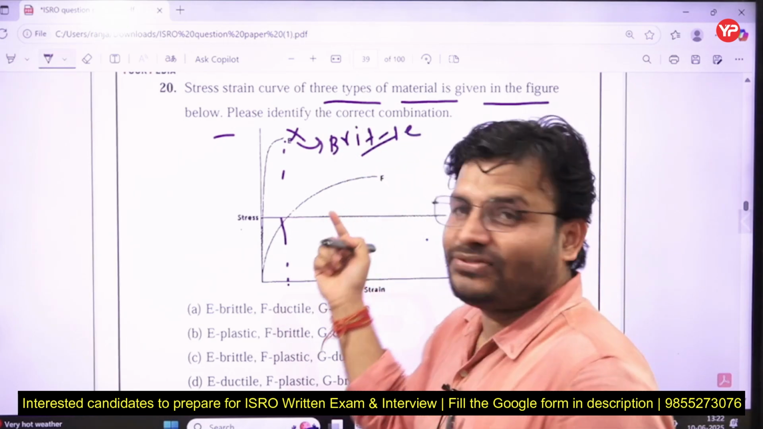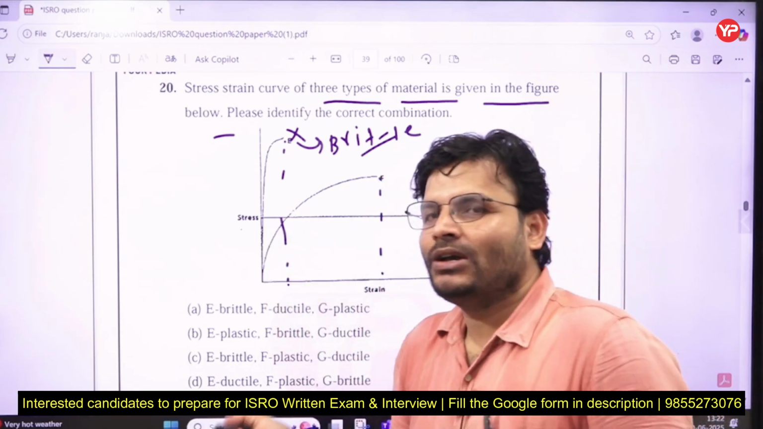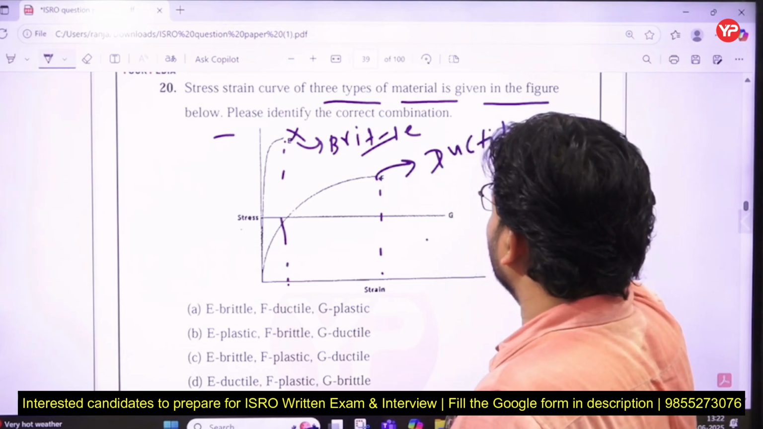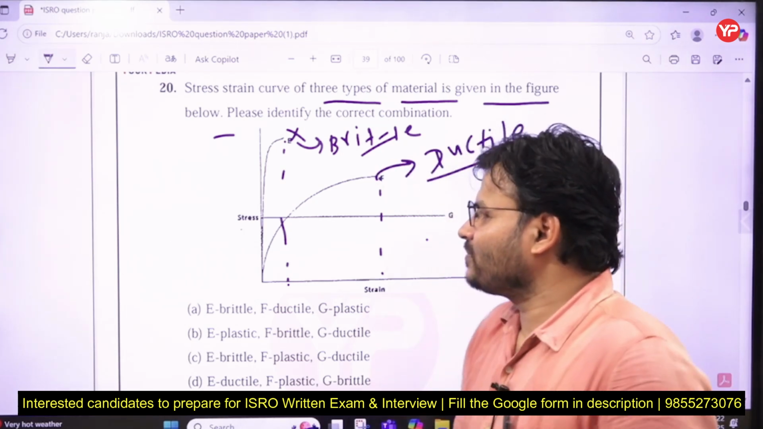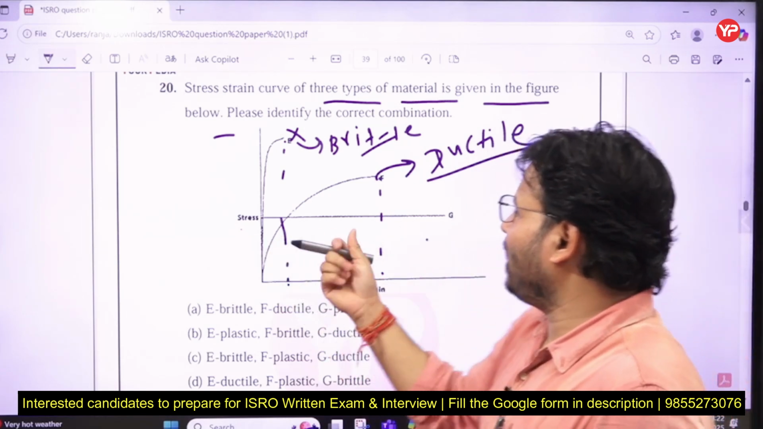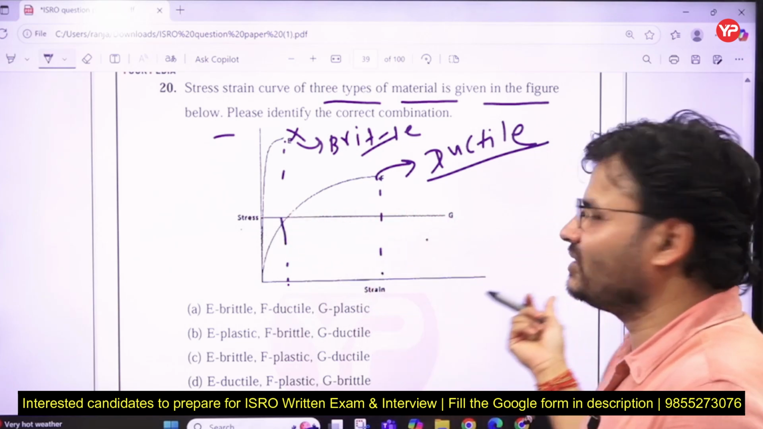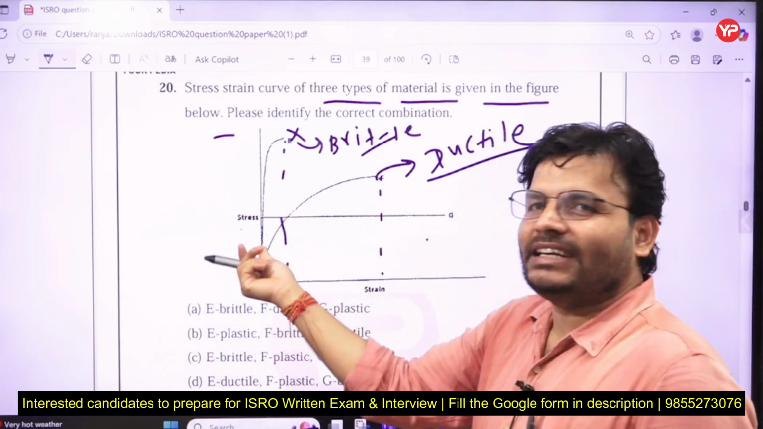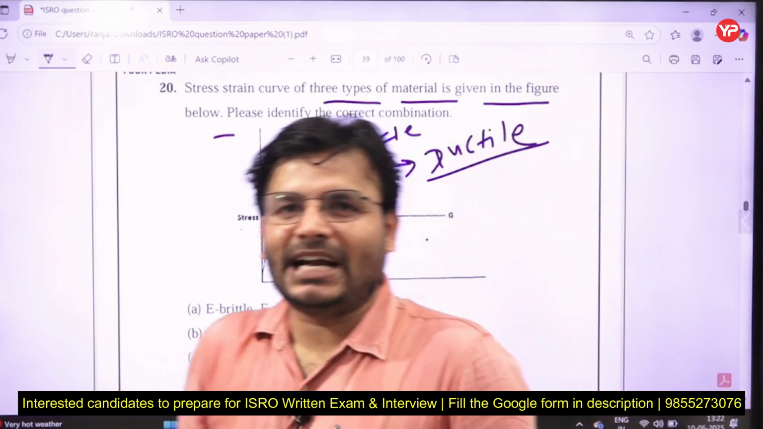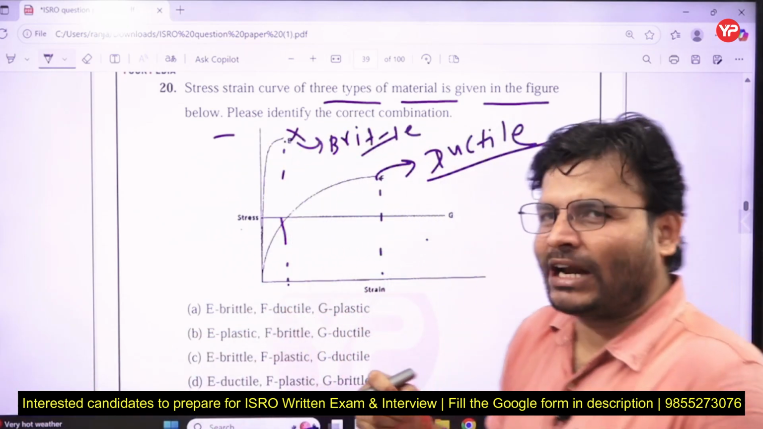If you talk about F, yes, there is a permissible deformation, after that it is going to fracture. So it will be a ductile material. Now my dear friends, if you talk about G, what is G? Here the strain is continuously going to change at a given stress. That type of material is called what? Ideal plastic. That means at a given stress continuous deformation is going to take place. We can say an ideal plastic object or ideal plastic body.